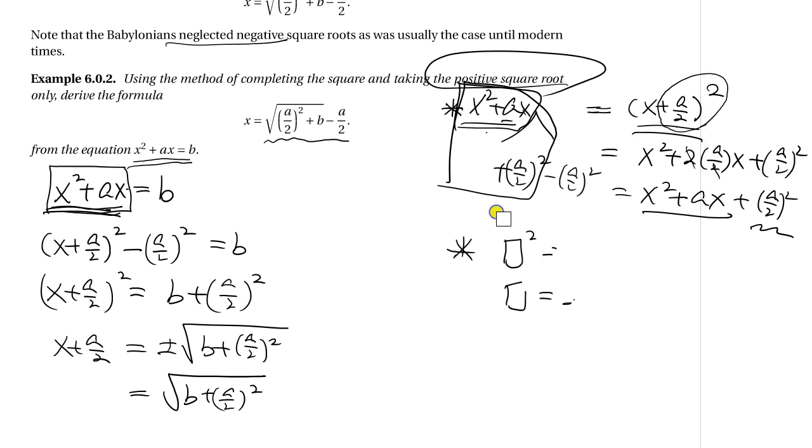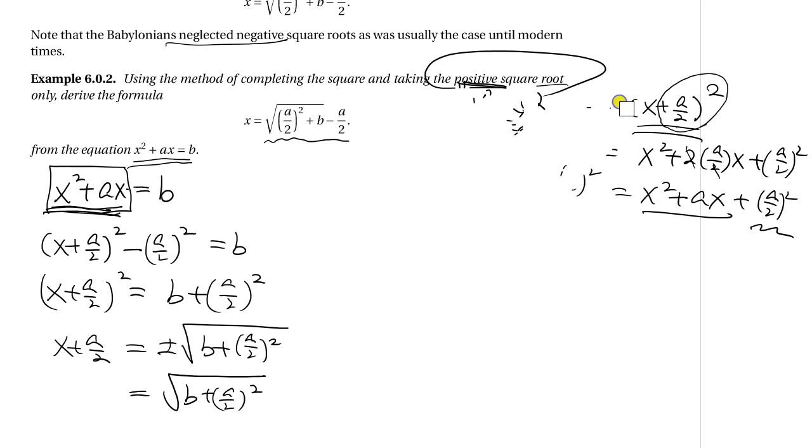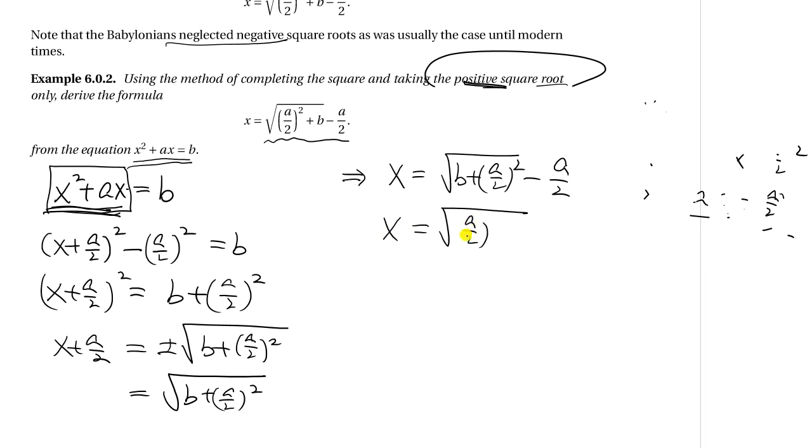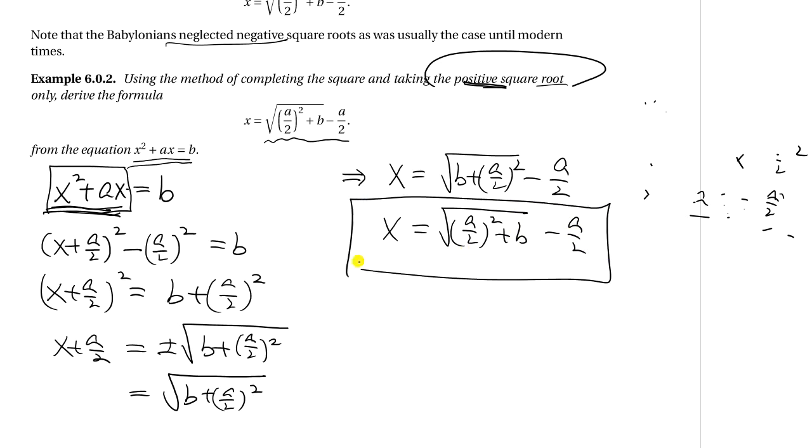So let me just delete this one. So from there, you can say x equals the square root of b plus (a over 2) squared, minus a over 2, right? Or we can say that is x equals the square root of (a over 2) squared plus b, minus a over 2. That's the formula, right?